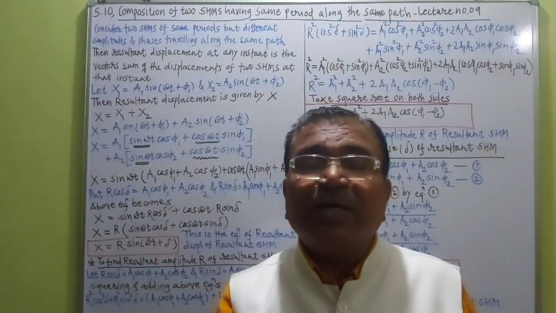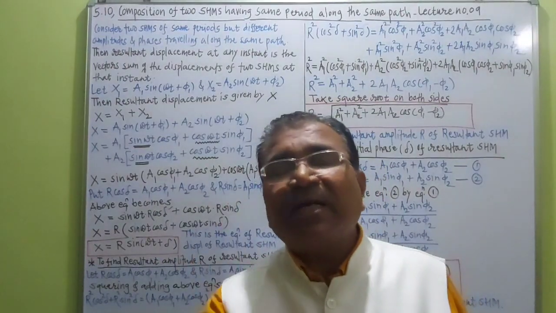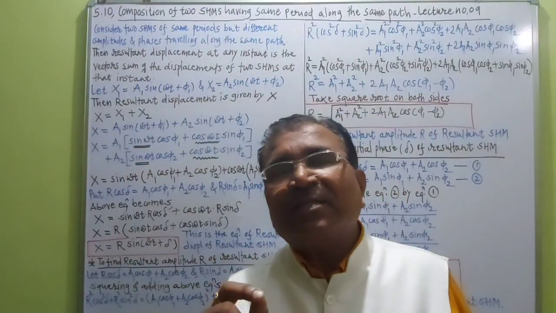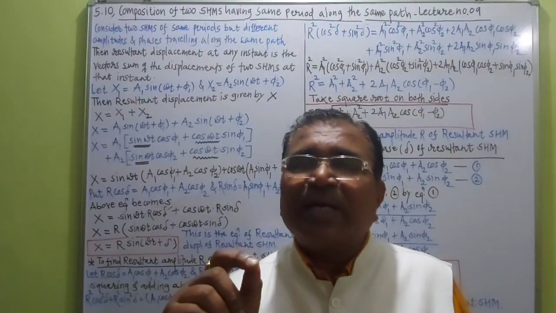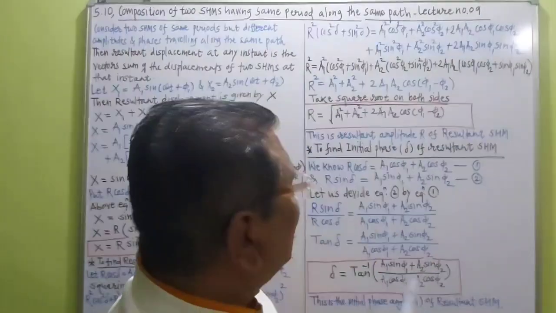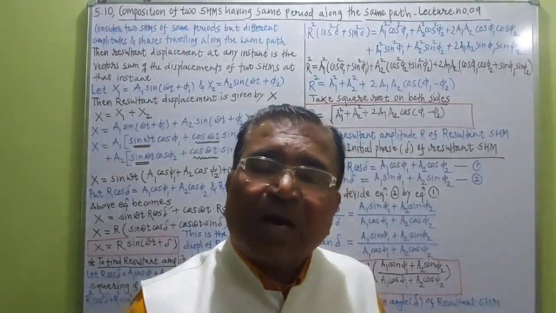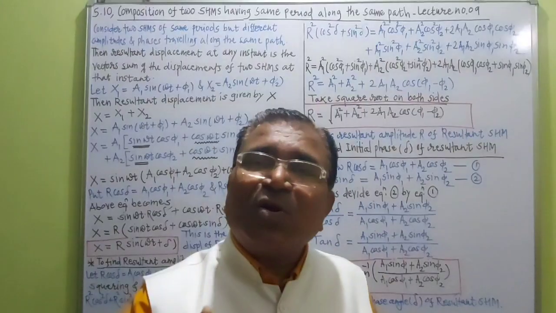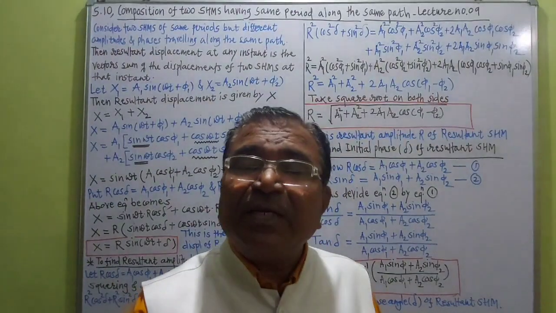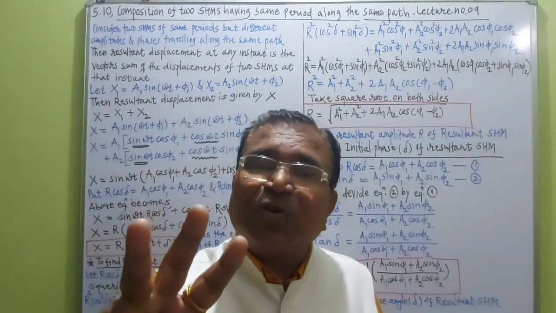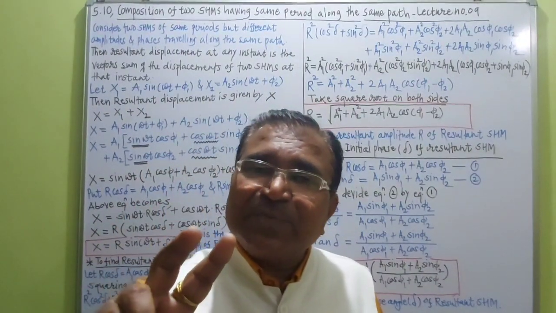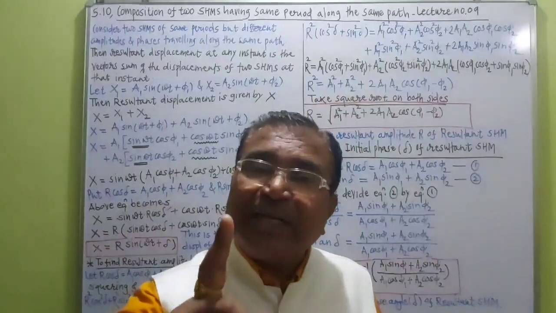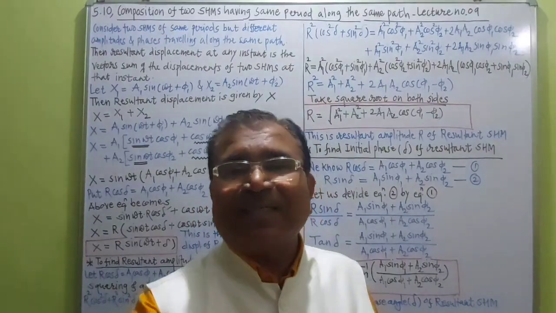And the third formula, the initial phase angle delta of the resultant SHM, we got is delta equals tan inverse of the bracket (a1 sin phi 1 plus a2 sin phi 2) upon (a1 cos phi 1 plus a2 cos phi 2). In this way, we have to prepare three formulae: resultant displacement, resultant amplitude, and initial phase angle delta of the resultant SHM.